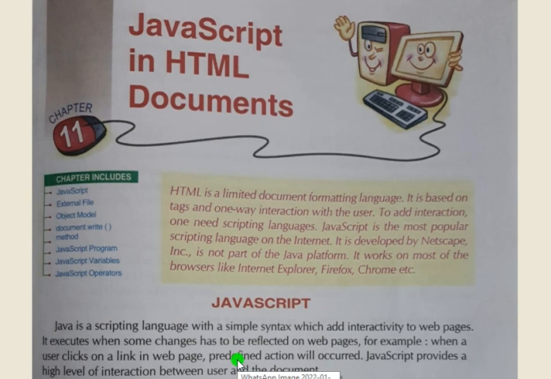What is JavaScript? JavaScript is a scripting language with a simple syntax which adds interactivity to web pages. It executes when some changes have to be reflected on web pages. For example, when a user clicks on a link in a web page, a predefined action will occur. JavaScript provides a high level of interaction between user and the document. This is the main advantage of JavaScript.